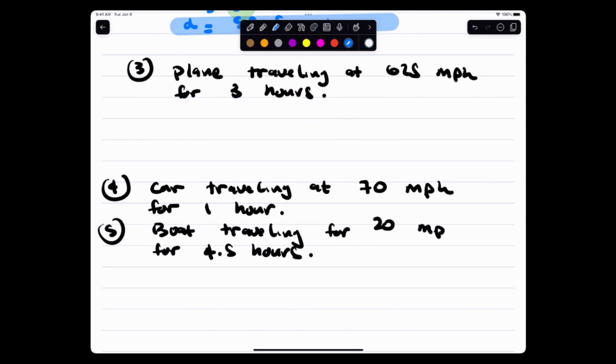And again, they're going to ask you distance. Now, a plane is traveling 625 miles for 3 hours. So, ladies and gentlemen, what's that going to be? Say distance is rate times time. Is that true?